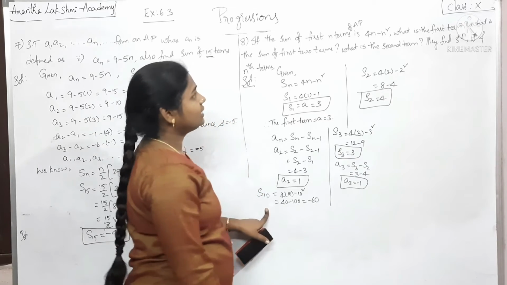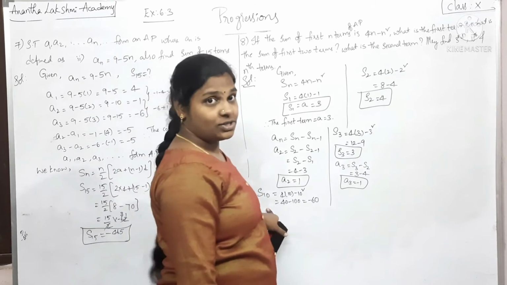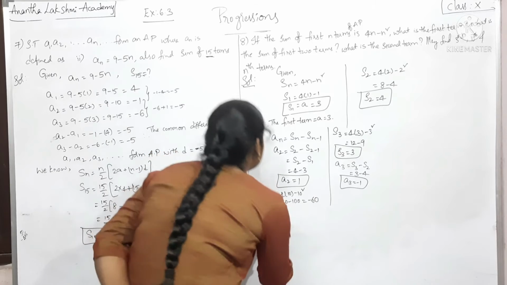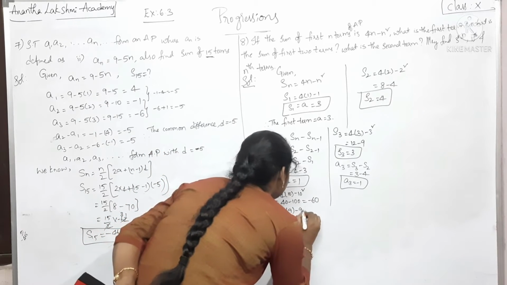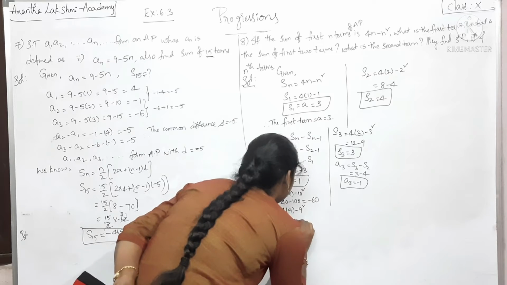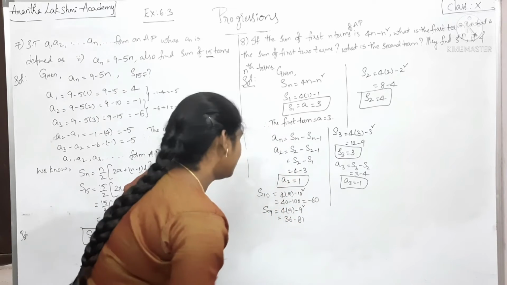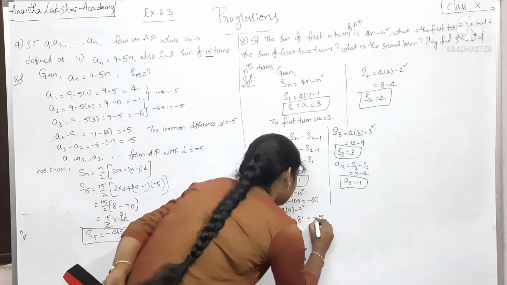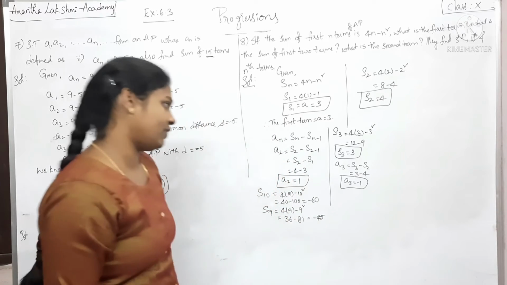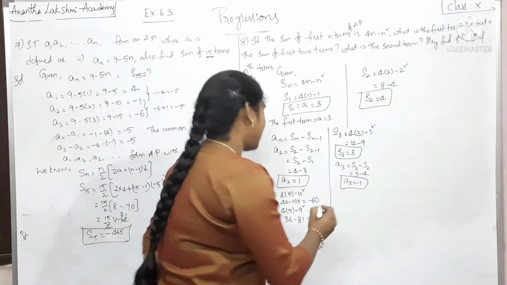In order to calculate the 10th term, we also need to know the 9th term, right? So I am also going to calculate S9. 4 into 9 minus 9 square, which is nothing but 36 minus 81, which is minus 45. So how do we calculate A10?